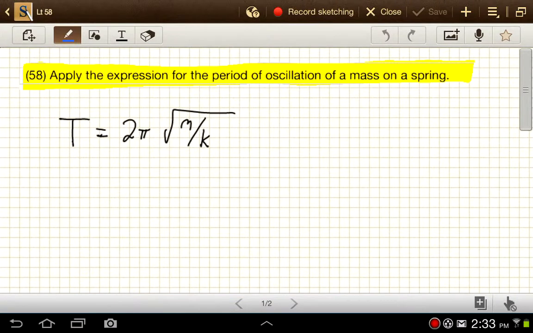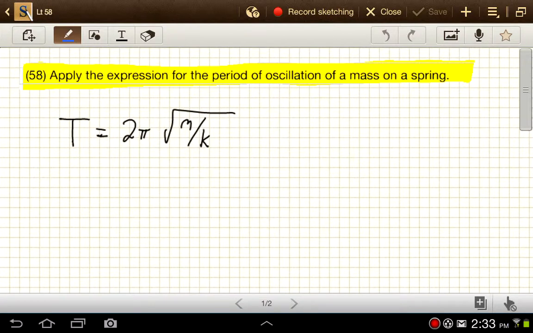This learning target is pretty straightforward. There's an expression that relates the period of a mass on a spring system to the mass and the spring constant for that system. One thing worth noting is that the amplitude of vibration does not appear in this equation. So whether we stretch that spring a little bit before we release or a whole bunch before we release, the period is going to be the same.